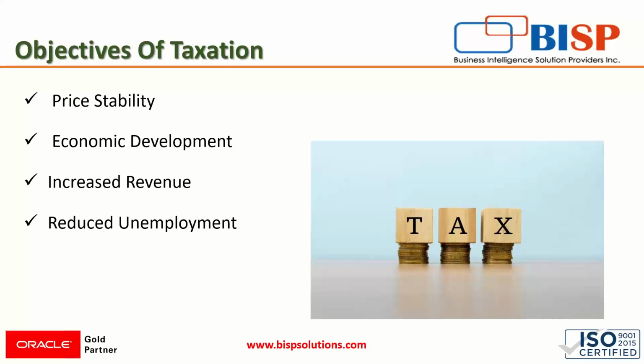The next objective of it is increased revenue. Government requires carrying out various development and welfare activities for which a huge amount of funds is required. So the government collects funds by imposing taxes, and in this way the revenue can be increased or enhanced. The last objective of taxation is reduced unemployment. The problem of unemployment can be reduced to a great extent as government initiates the promotion of various employment generating activities. So the problem of unemployment can be reduced or solved to some extent by imposing taxation. So these are the objectives of it.